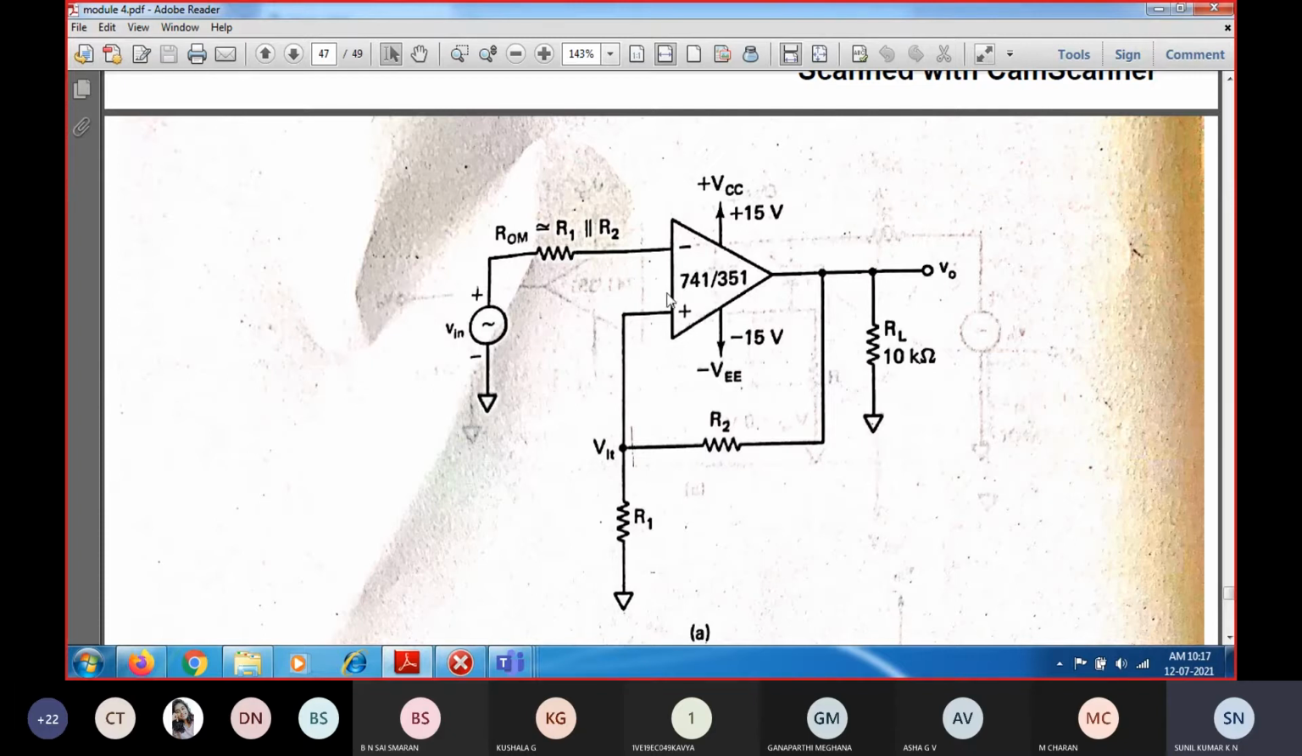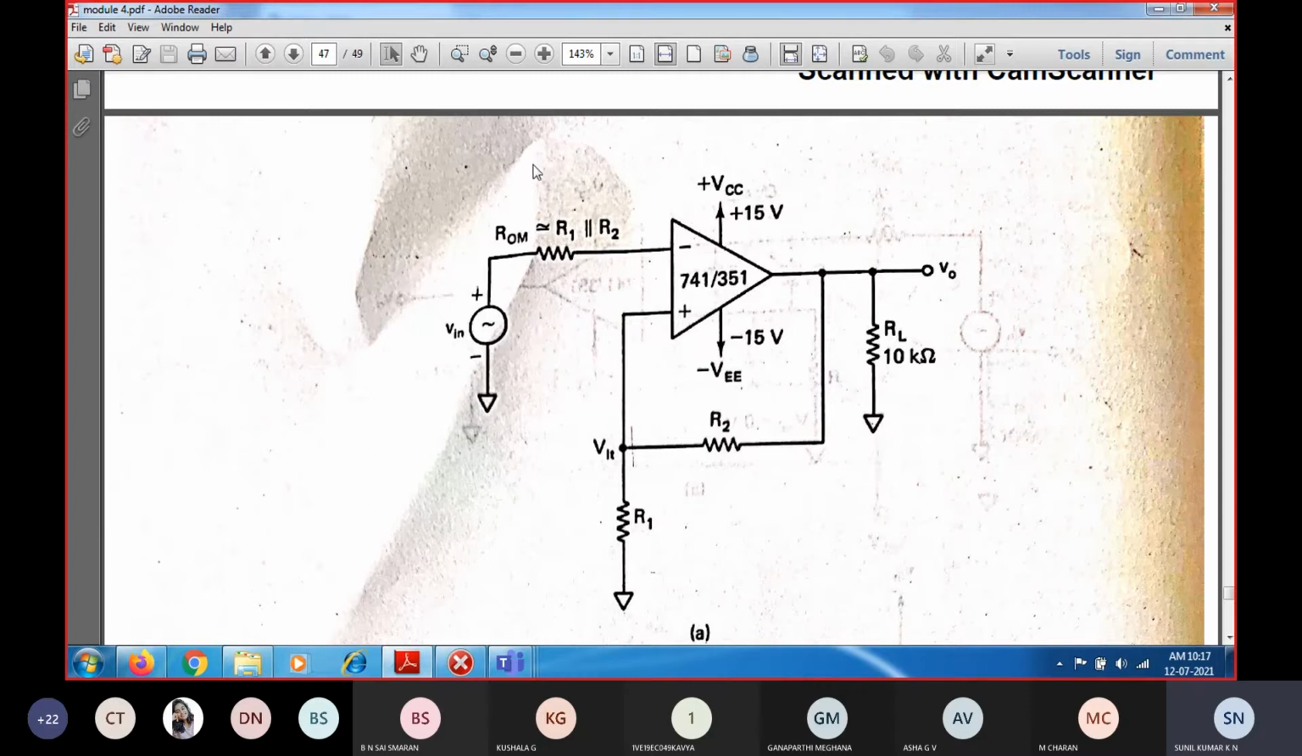Because of that, we are going to call it a positive feedback. Since the output of the operational amplifier is fed back to the non-inverting terminal, the circuit is going to operate with positive feedback. And since this is the input voltage source, this input voltage source has been given to the inverting terminal.